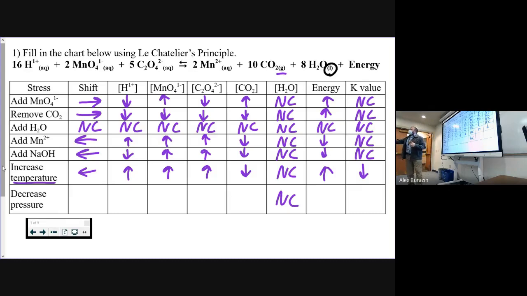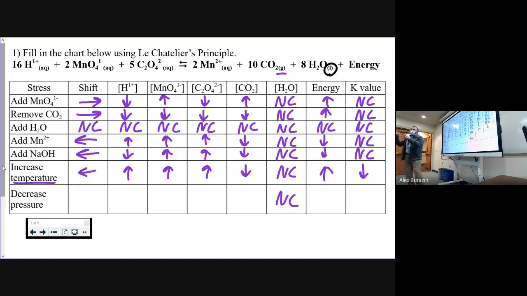The opposite is probably more intuitive. Let me give you the opposite scenario, right? Let's say it were an increase in pressure. If I increase pressure, I'm smushing it, right? I'm making it smaller. I'm shrinking the volume. And there's less space for the gas. So what would happen? We would want to shift to make less gas.